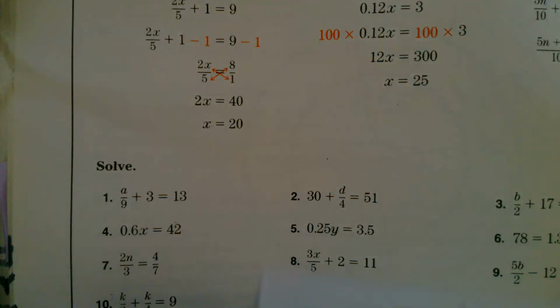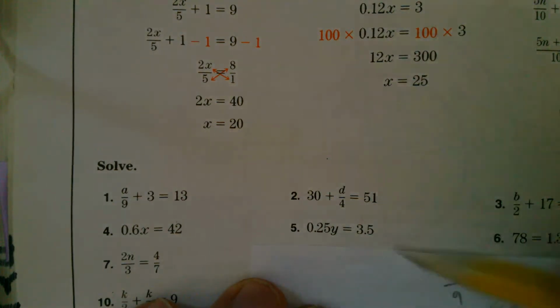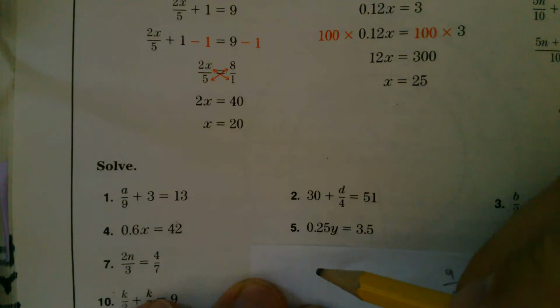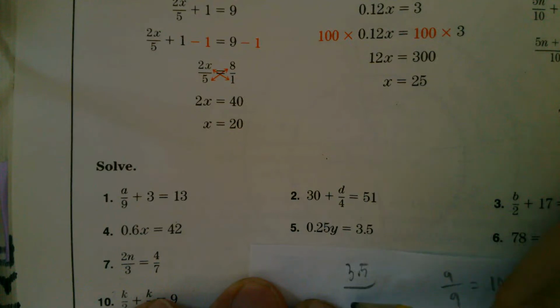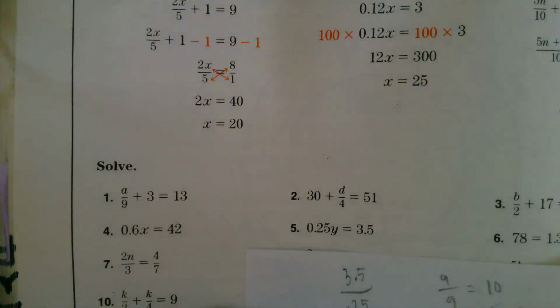0.5y equals 11. Divided by 0.1. You said let's multiply both by 10. In this case, we want to move the decimal place twice. We want no decimals left. So we would multiply it by 100.